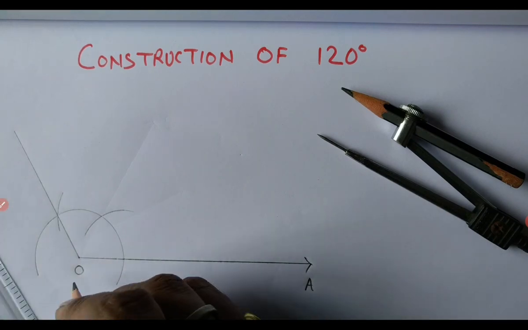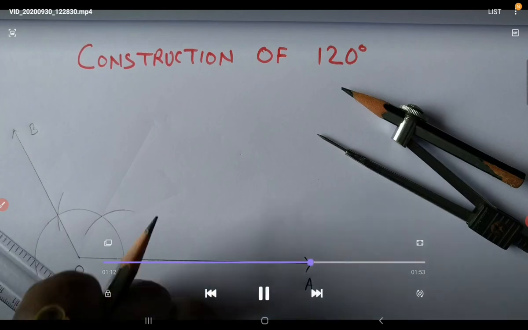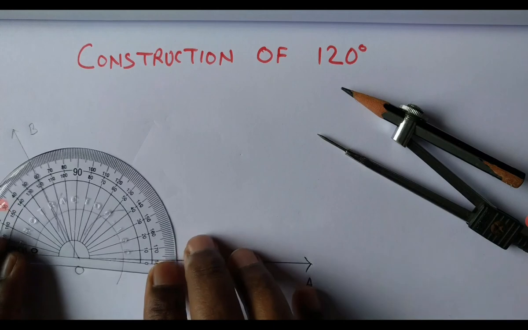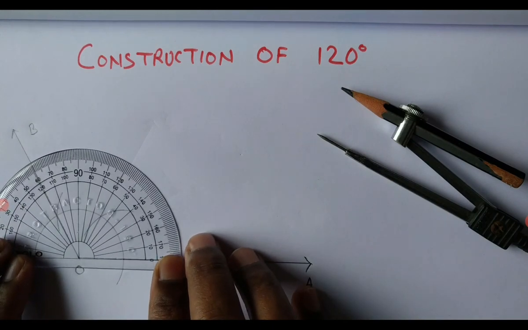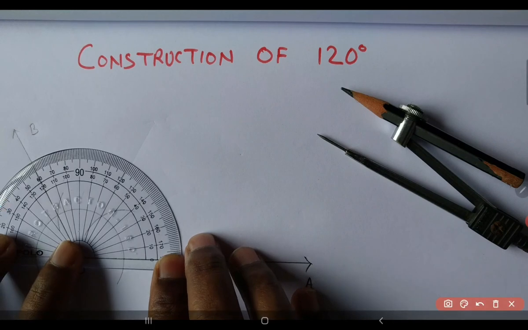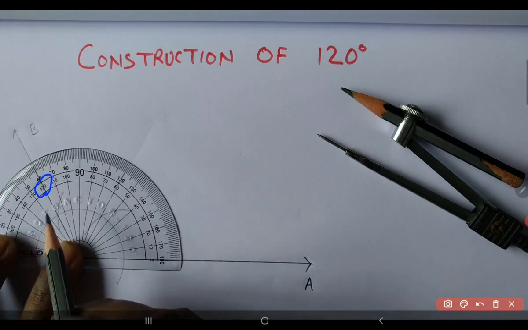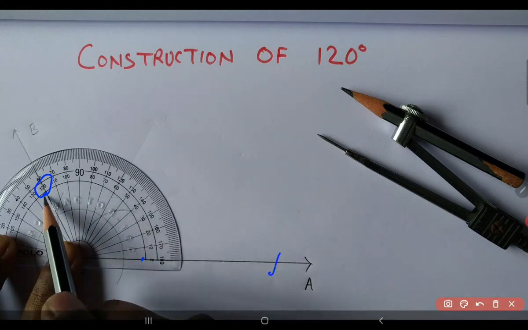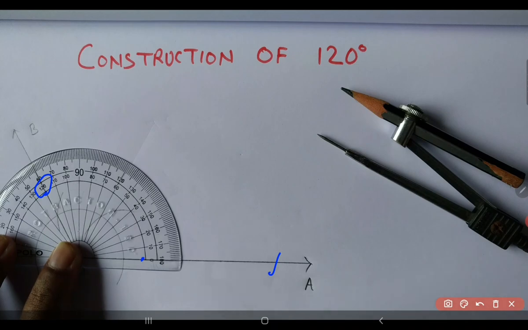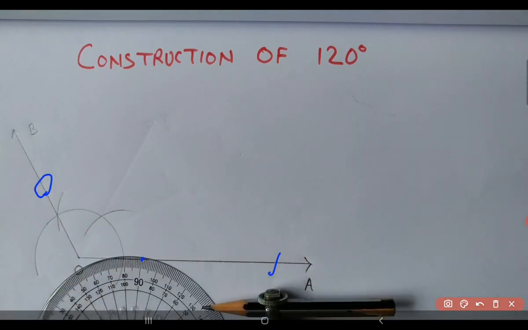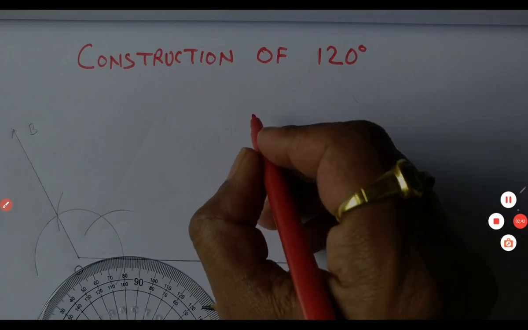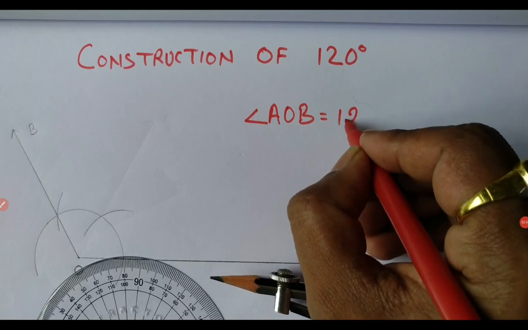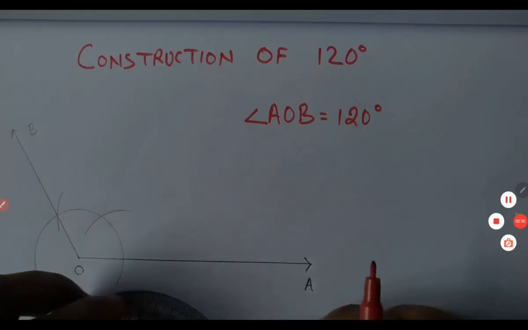You can verify it with the help of a protractor. Now I have marked the last arc point as B. So by keeping the protractor, I can see here the angle is 120 degree, because the 0 of the protractor should be placed at the first vertex of the angle. So it is 120 degree. I hope you have understood how to draw this particular angle, that is angle 120 degree. Therefore I can write angle AOB as 120 degree.